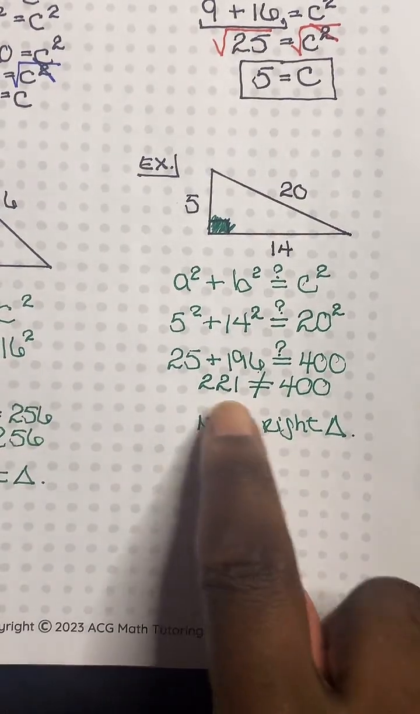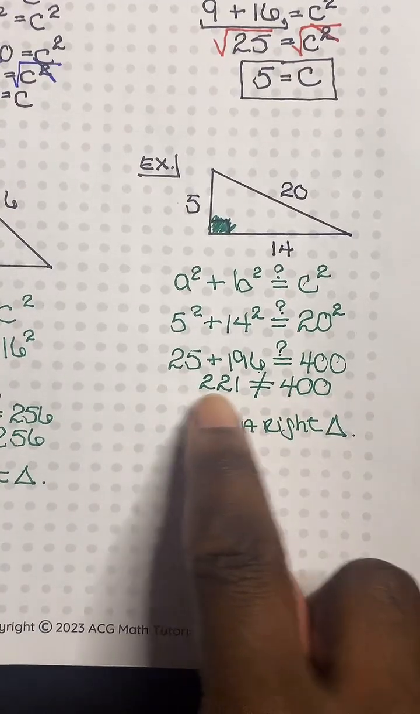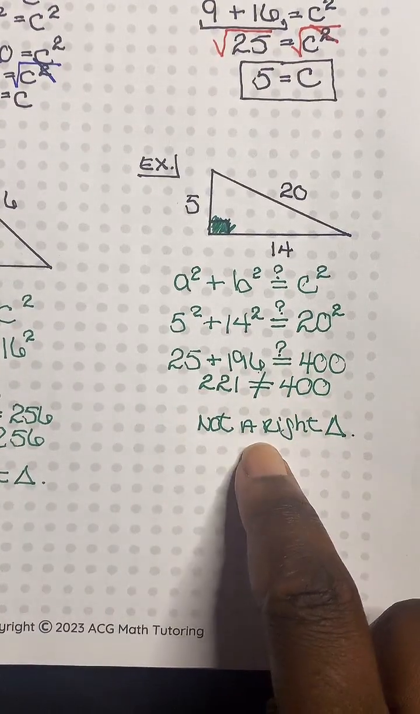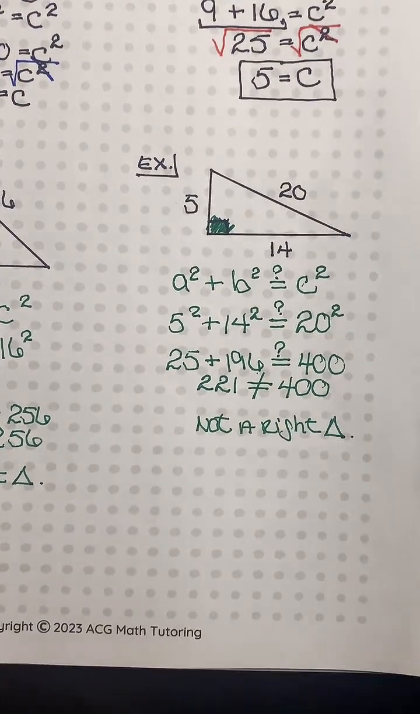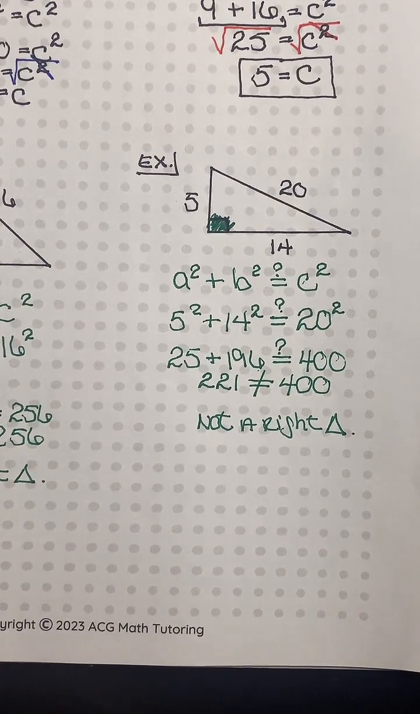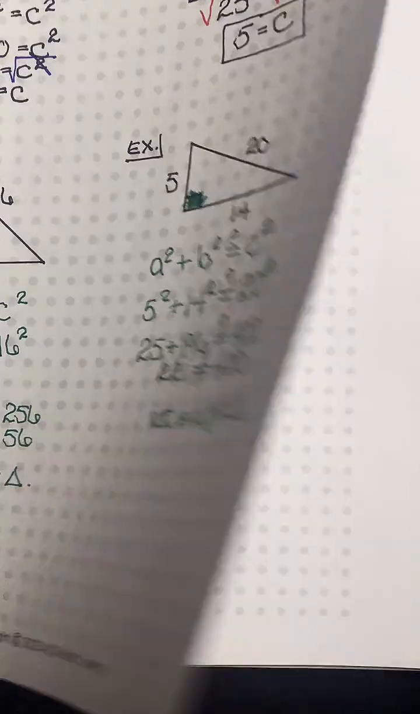Okay. So if both sides are exactly the same and they're equal, it will be a right triangle. But since they are not right triangles, they could be acute triangles, they could be obtuse triangles, but they're not right. Okay? They are not right.